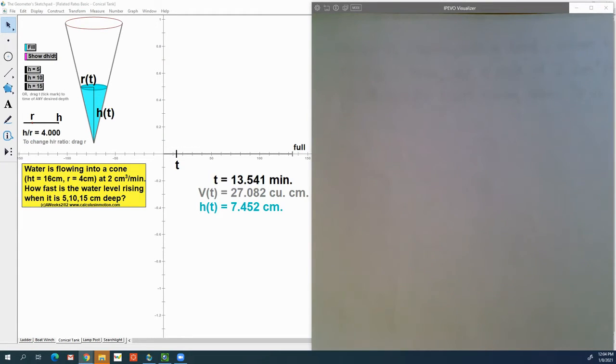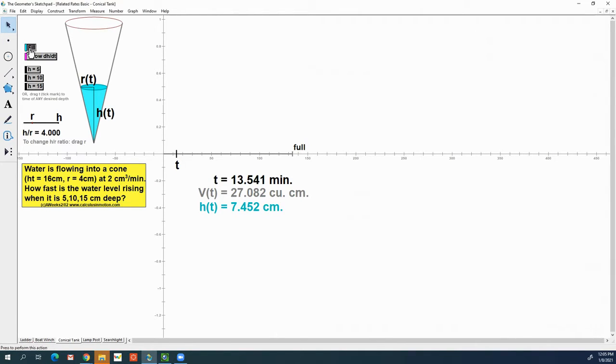Okay, so the problem that we're looking at is water is flowing into a cone, and the cone has a height of 16 centimeters and a radius of 4 centimeters. So water is flowing into a cone at a rate of 2 cubic centimeters per minute, and this is kind of what it looks like here. So water's flowing in, so the water level is rising, and we want to know how fast the water level is rising when it is 5 centimeters deep, 10 centimeters deep, and 15 centimeters deep.